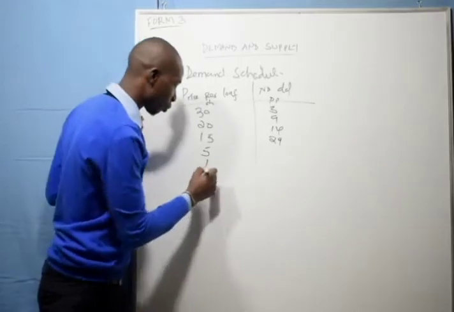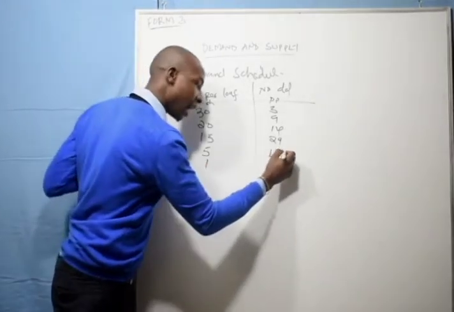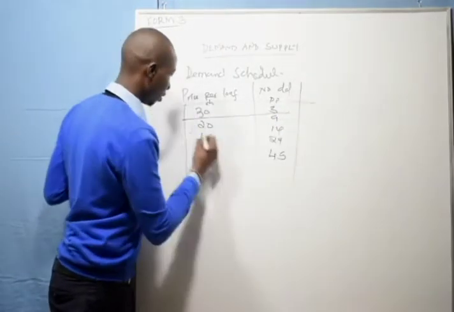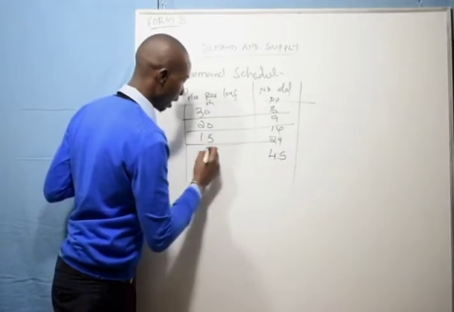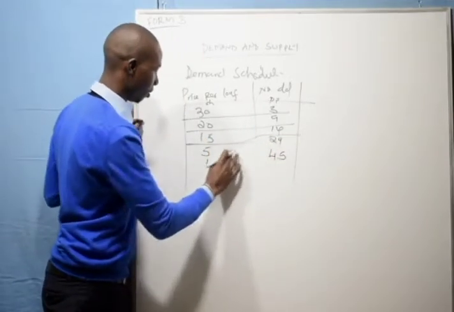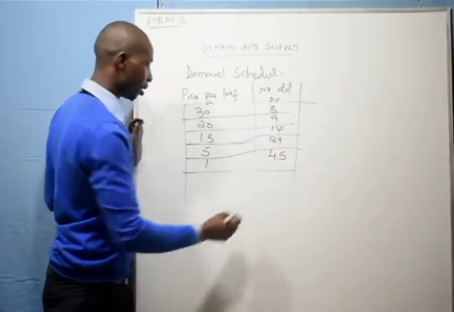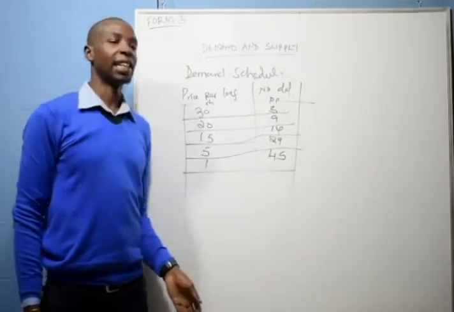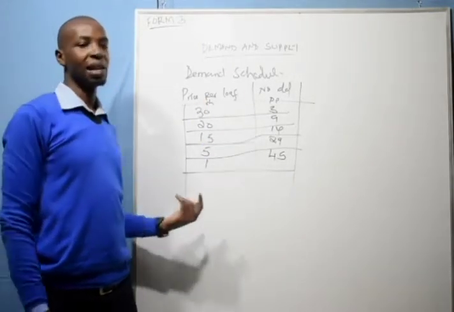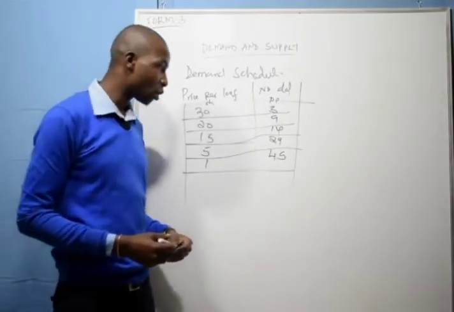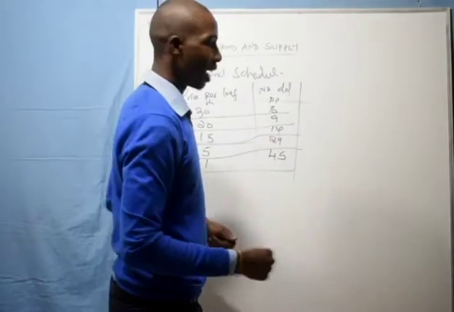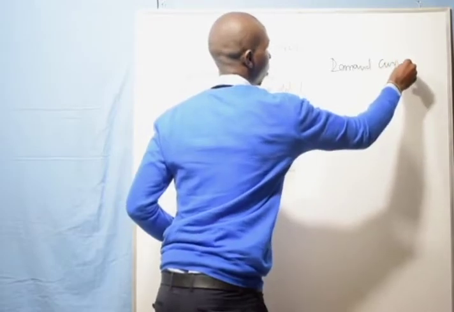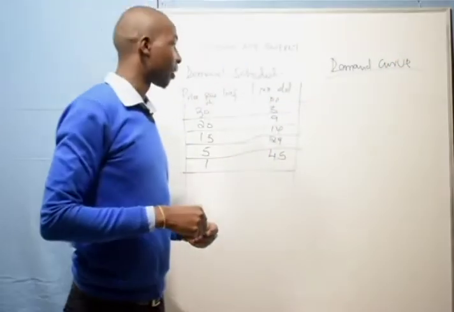And when the price was 1 shilling, 45 people in that village, almost everybody, wanted a loaf. So this is basically what we call a demand schedule. It shows the price per piece of the commodity versus the number of people who demand that commodity. And that takes us to what we call a demand curve. This is very interesting. A demand curve.